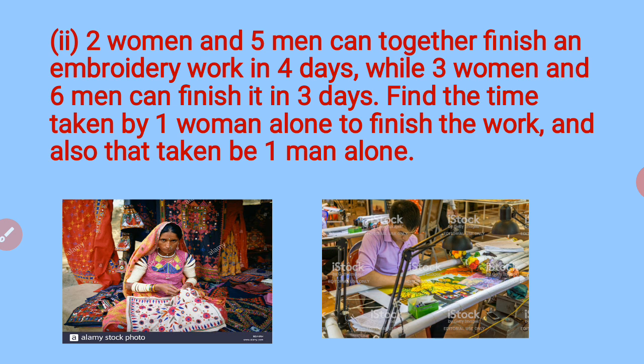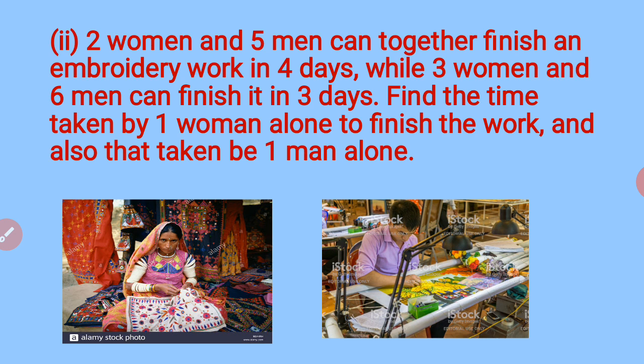2 women and 5 men can together finish an embroidery work in 4 days. Now this is some work. Everyone does a lot of work. So here we have taken one example of embroidery work. That doesn't mean, but these types of questions can be applied in other cases where men, women, boys, girls, and all types of conditions can be put up. People are working, number of days is also considered.